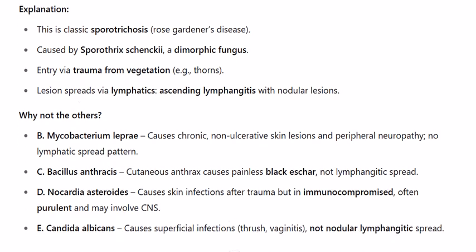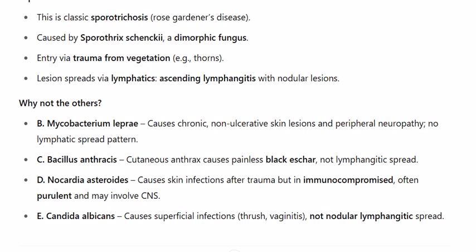Why not the others? B. Mycobacterium leprae causes chronic, non-ulcerative skin lesions and peripheral neuropathy. No lymphatic spread pattern. C. Bacillus anthracis, cutaneous anthrax, causes painless black eschar, not lymphangitic spread. D. Nocardia asteroides causes skin infections after trauma, but in immunocompromised, often purulent, and may involve CNS. E. Candida albicans causes superficial infections, thrush, vaginitis, not nodular lymphangitic spread.